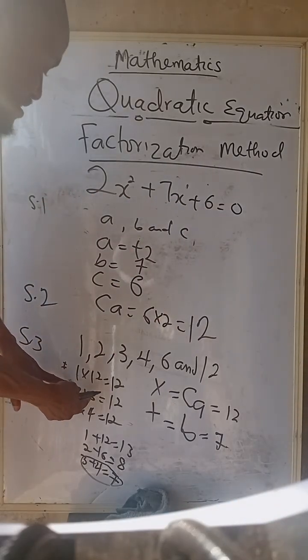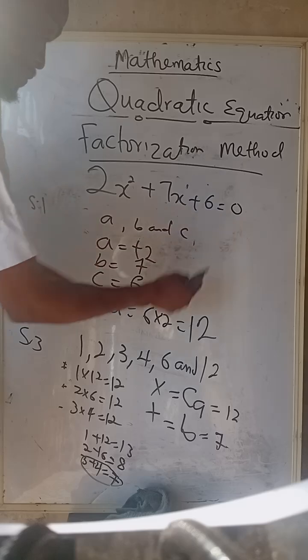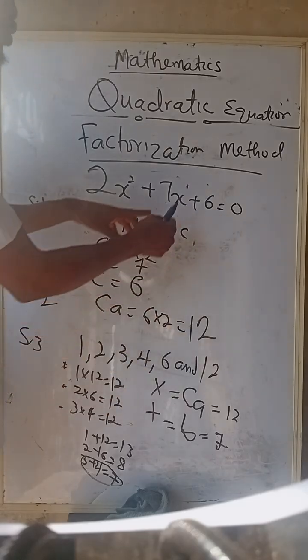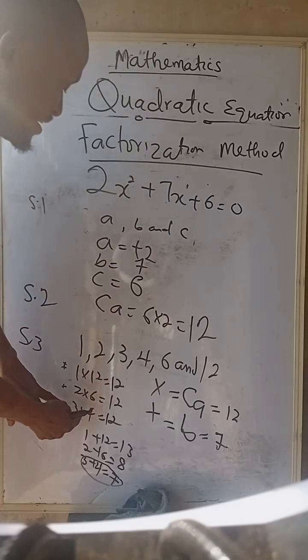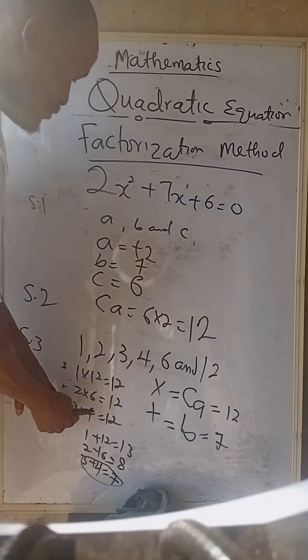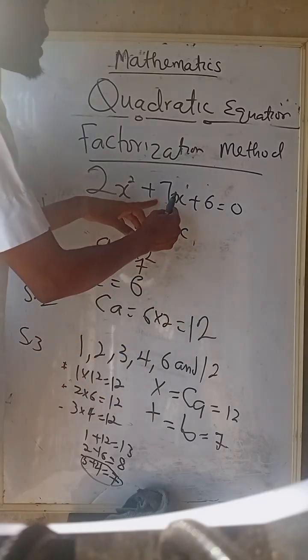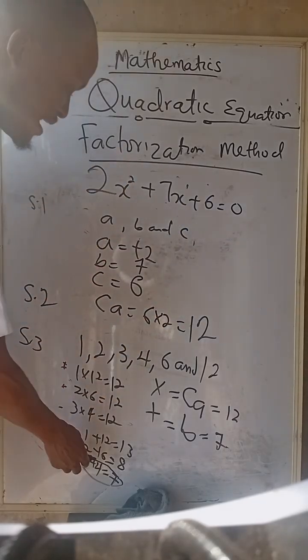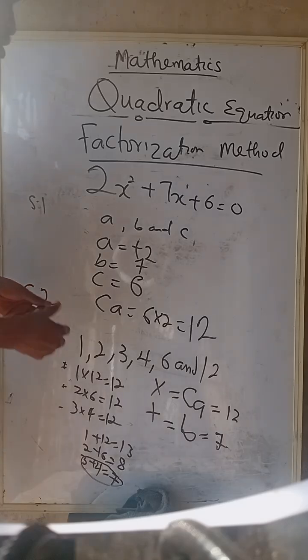If I pick 2 times 6, which is what? 12. Yes, okay. But 2 plus 6 is what? 8, which will not solve this one. If I pick 3 times 4, which is what? 12. However, 3 plus 4 is going to give me 7. It is only this one now that satisfies the two conditions.